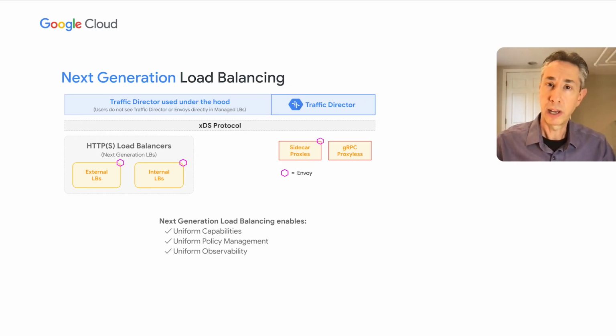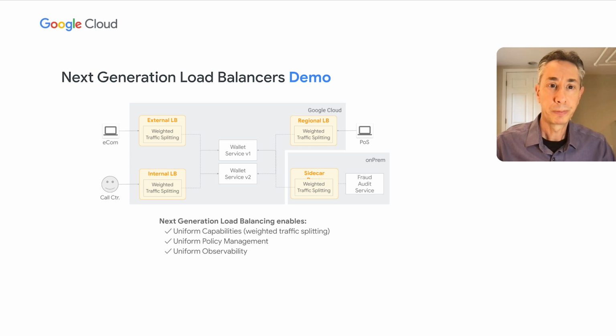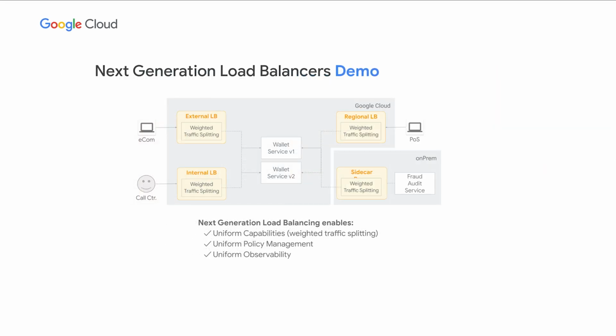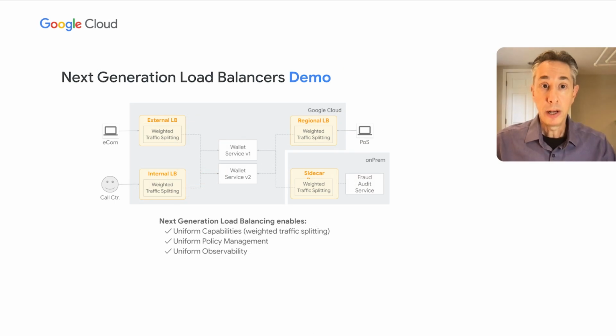Let's run through a quick example of how this might be useful. In this case, imagine you're an e-commerce provider and you have a shared service across many components, in this case, a wallet service that could be maybe a payment processing engine. Now here we have an e-commerce engine that will use the external global load balancer to access that service. We also have potentially a call center using an internal load balancer, which is again hitting the same common service.